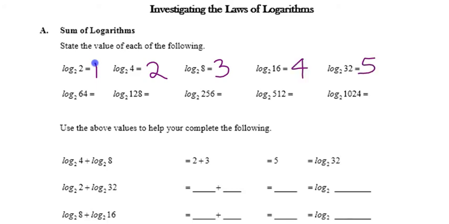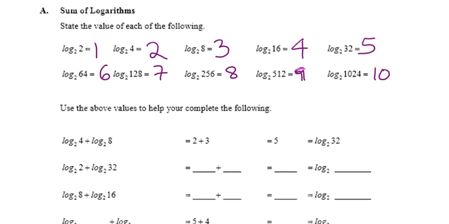So the log is an exponent. It's the exponent that we raise the base 2 to get the number or the value, that's called the argument. And we're just going to use these values in filling in this investigation. So it says use the above values to help you complete the following.